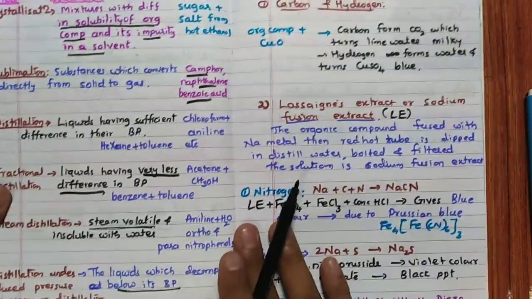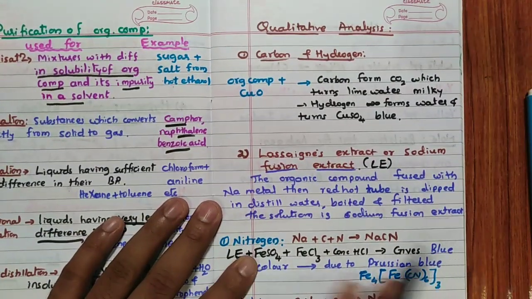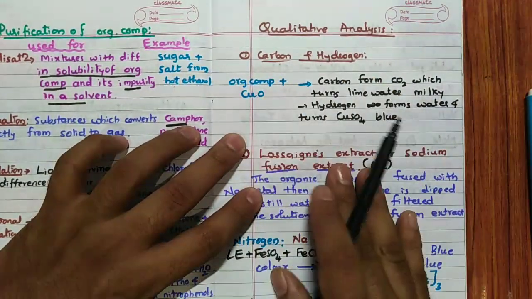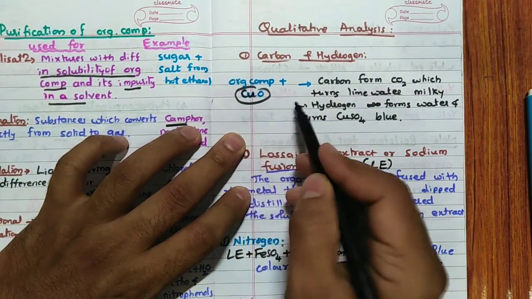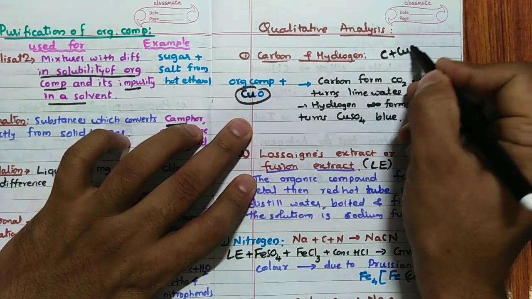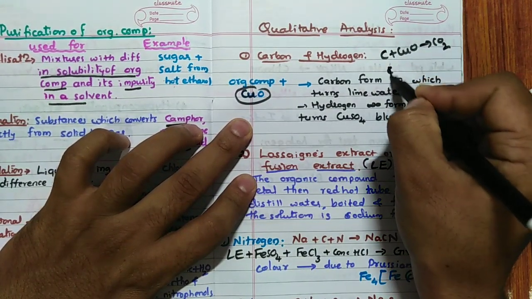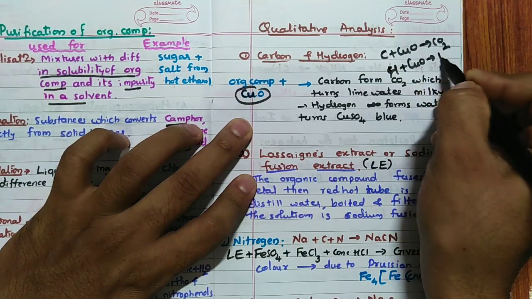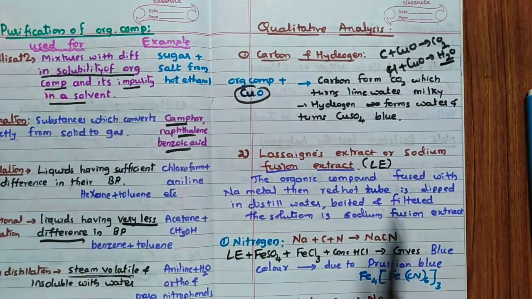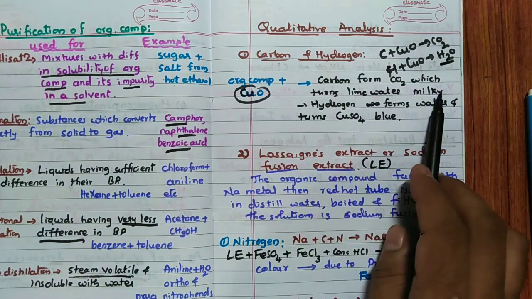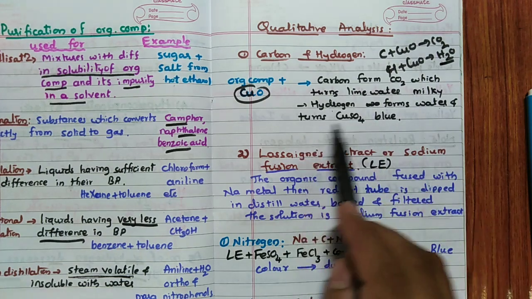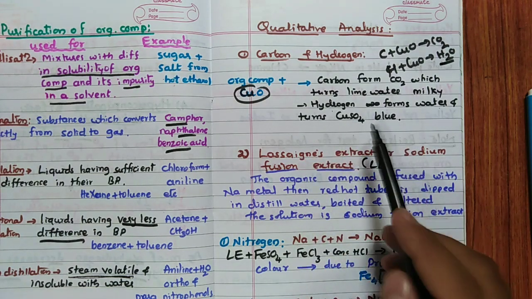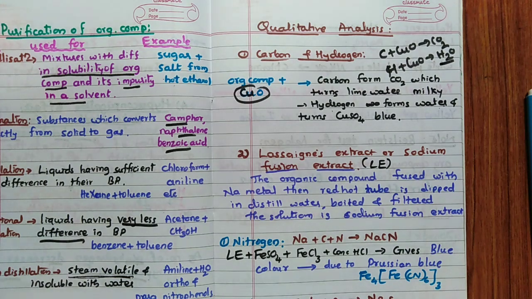Then qualitative analysis. First, carbon and hydrogen. Carbon and hydrogen can be estimated by using CuO. Remember, CuO is an oxidizing agent. Carbon plus CuO gives CO2, and hydrogen plus CuO gives water. CO2 turns lime water milky when it is passed through lime water, which confirms the presence of carbon. Hydrogen forms water, and water turns anhydrous copper sulfate blue. That is the confirmation test for hydrogen.